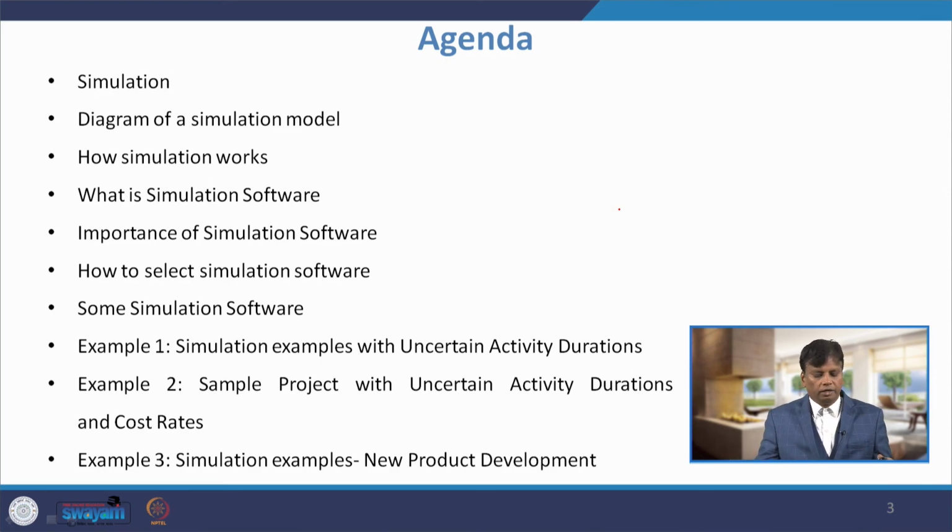Finally, I have taken 3 examples. One example is a simulation with uncertain activity duration for a network. In the second problem, we will consider uncertain activity, but we will consider the cost of that activity also. The last problem, if you are introducing a new product development, we can simulate it: what are the chances of the success of that new product development or launching a new product.